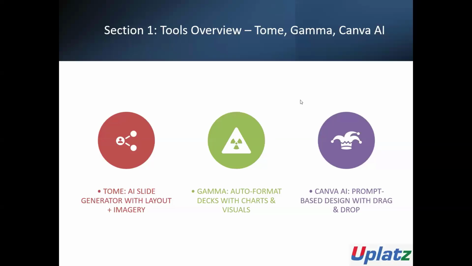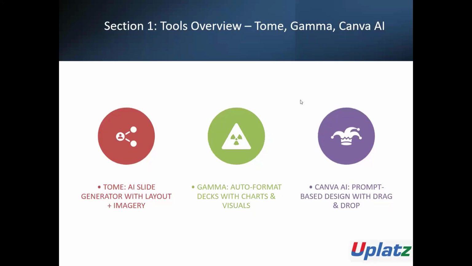So moving into this presentation, the first section consists of tool overviews where we understood a little about Tome, Gamma, and Canva AI. Tome is all about an AI slide generator with layout, including imagery as well. Gamma is all about auto formatting text with charts and visuals. Canva AI will be prompt based design with drag and drop features.